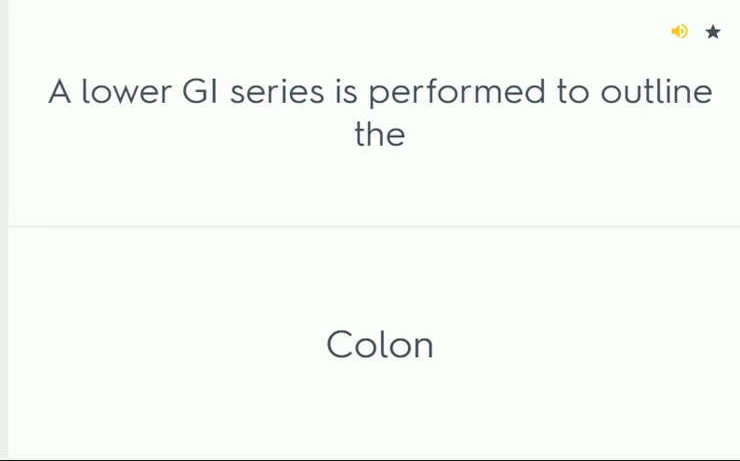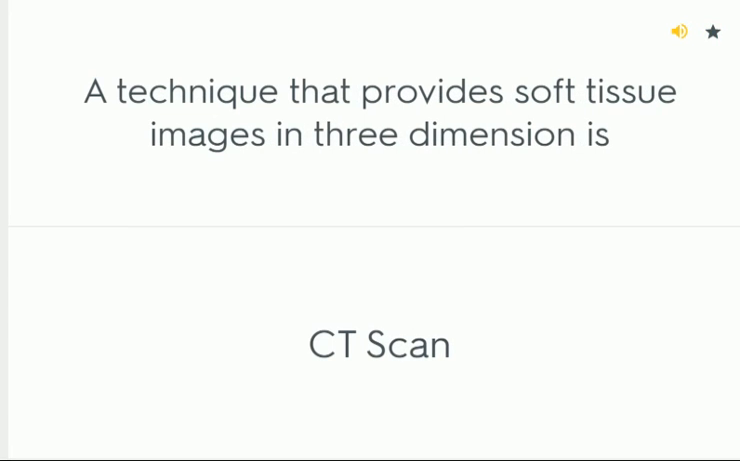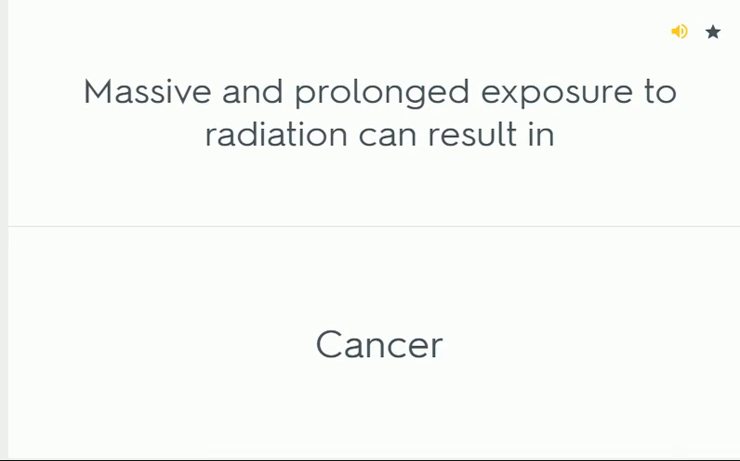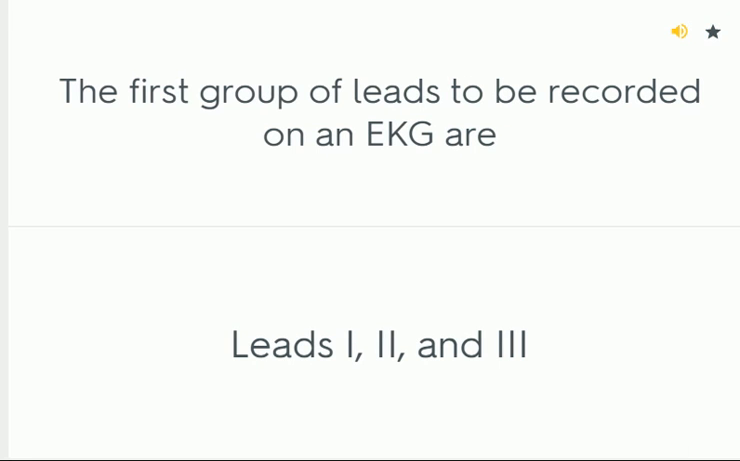A lower GI series is performed to outline the colon. A technique that provides soft tissue images in 3 dimensions is CT scan. Massive and prolonged exposure to radiation can result in cancer. The first group of leads to be recorded on an EKG are leads 1, 2, and 3.